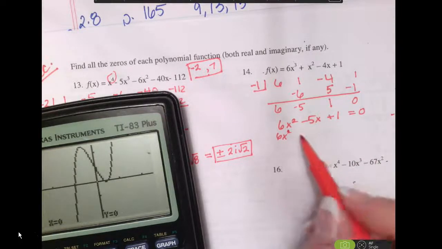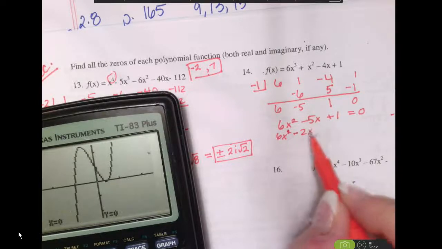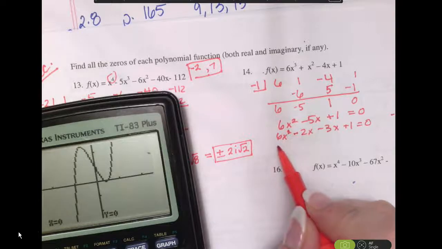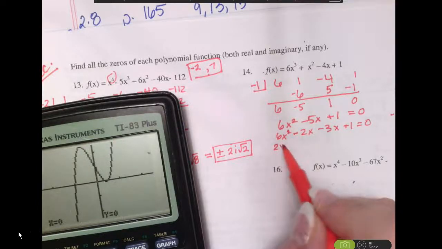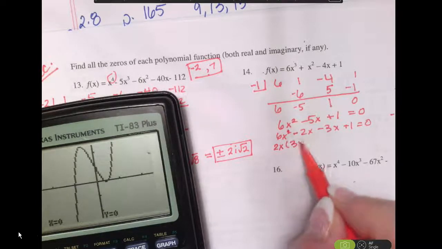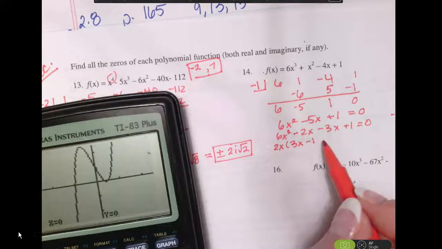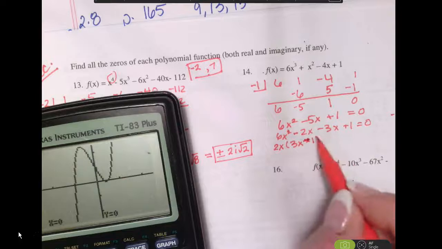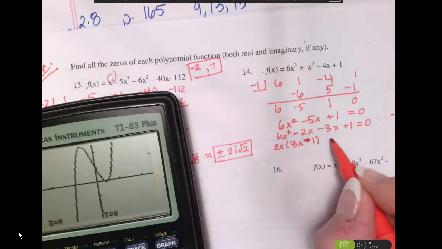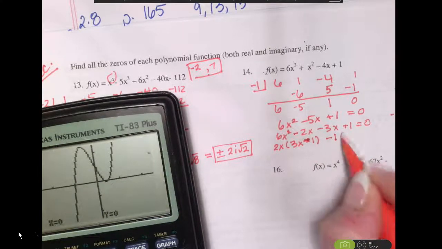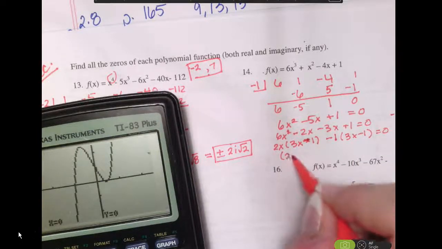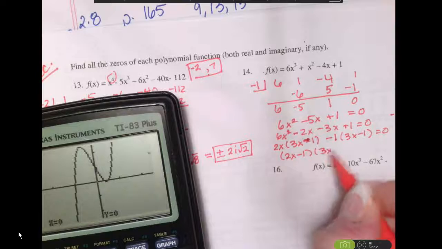6x squared minus 2x minus 3x plus 1 equals 0. So I'm going to factor out a 2x. That'll be times 3x minus 1, minus 1. And then I'll do minus 1 times 3x minus 1. So I get 2x minus 1 times 3x minus 1.